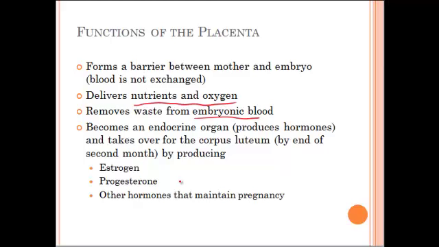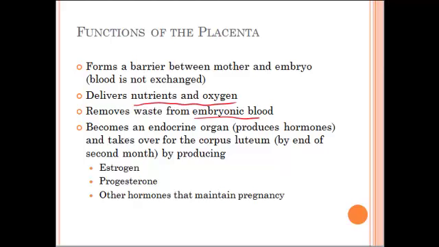So the mother and the embryo don't actually exchange blood, but the blood moves in vessels next to each other. So between the placenta and the mother's circulatory system, the blood from the infant and the blood from the mother are able to exchange gases, exchange nutrients. The baby is able to get all that it needs without actually getting blood from the mother.